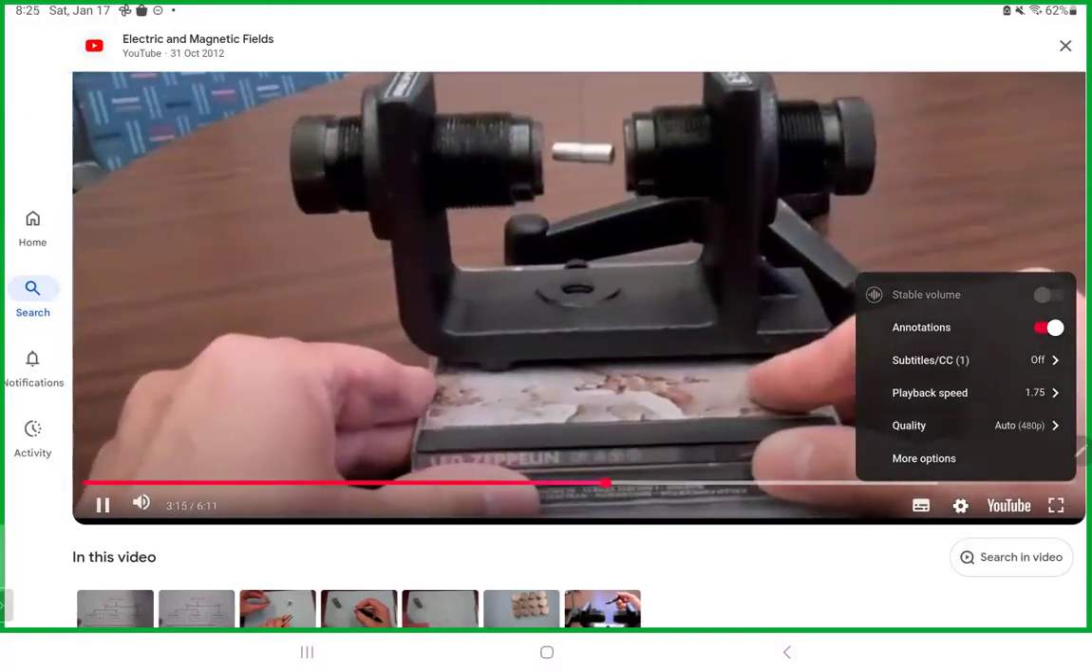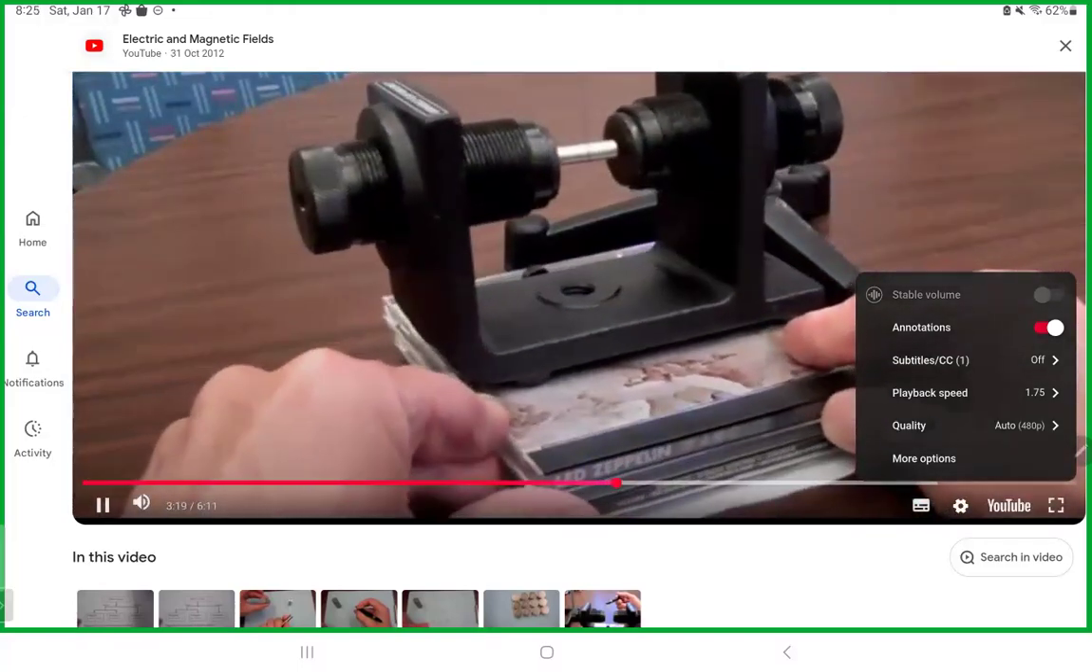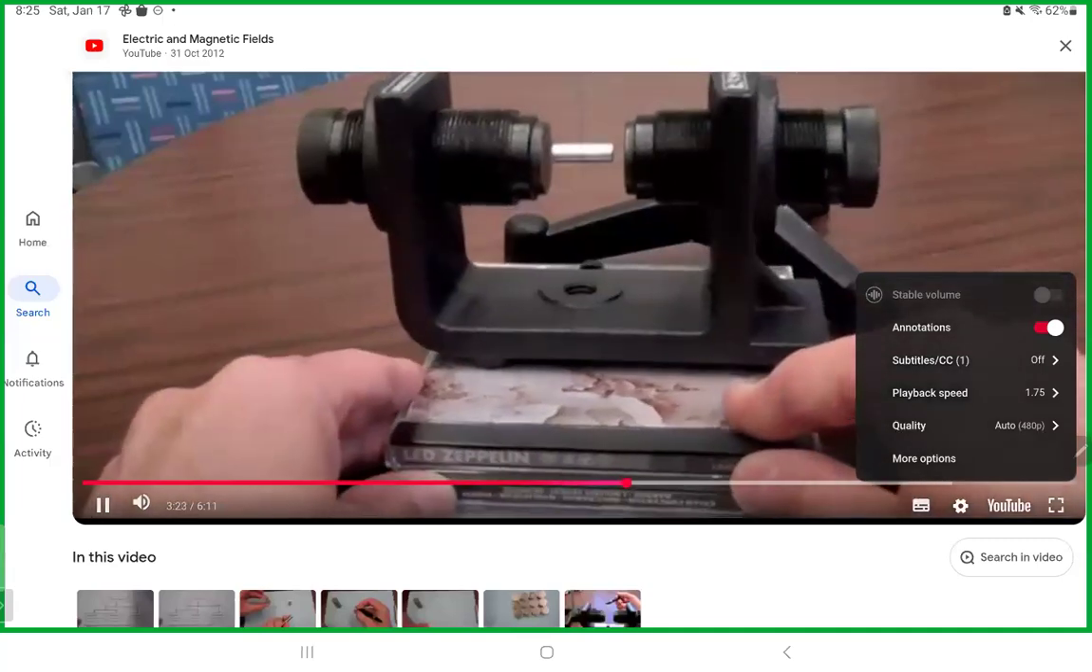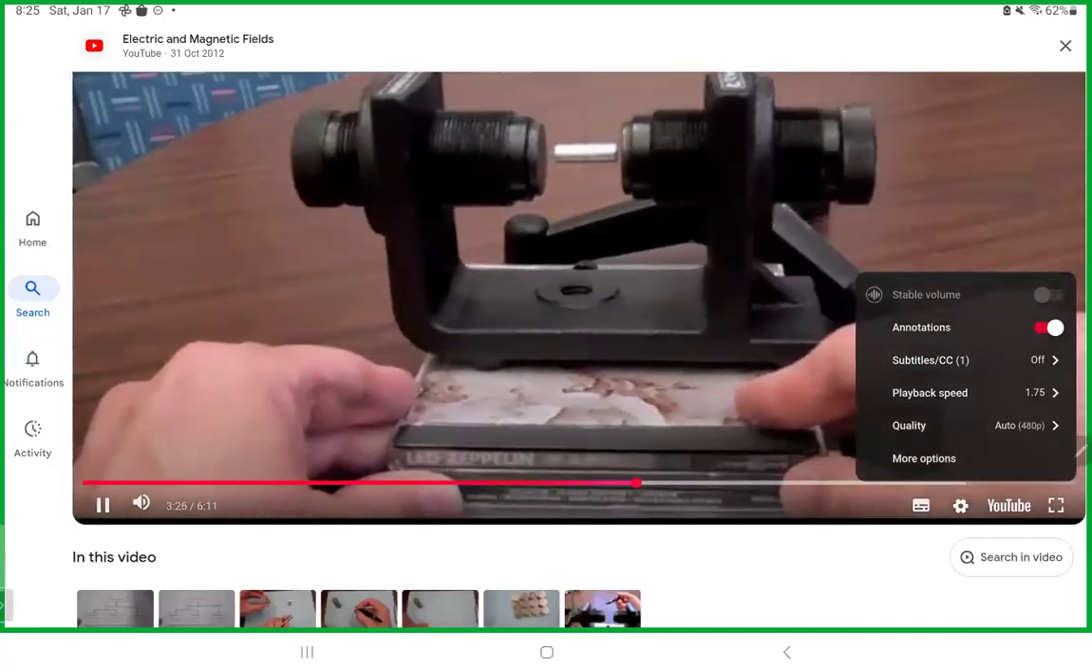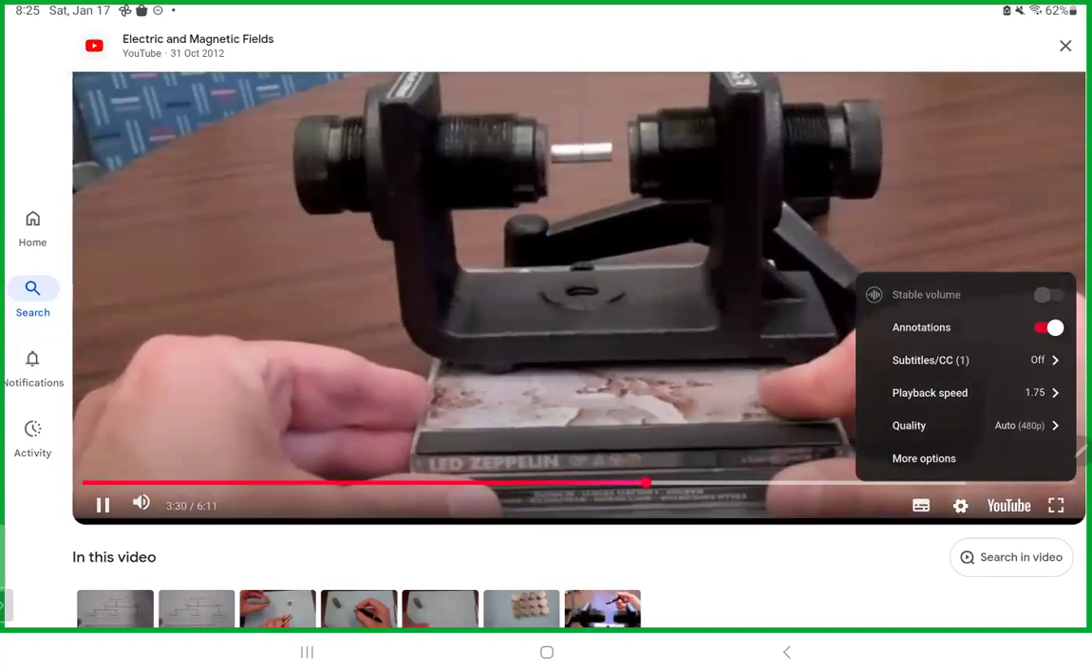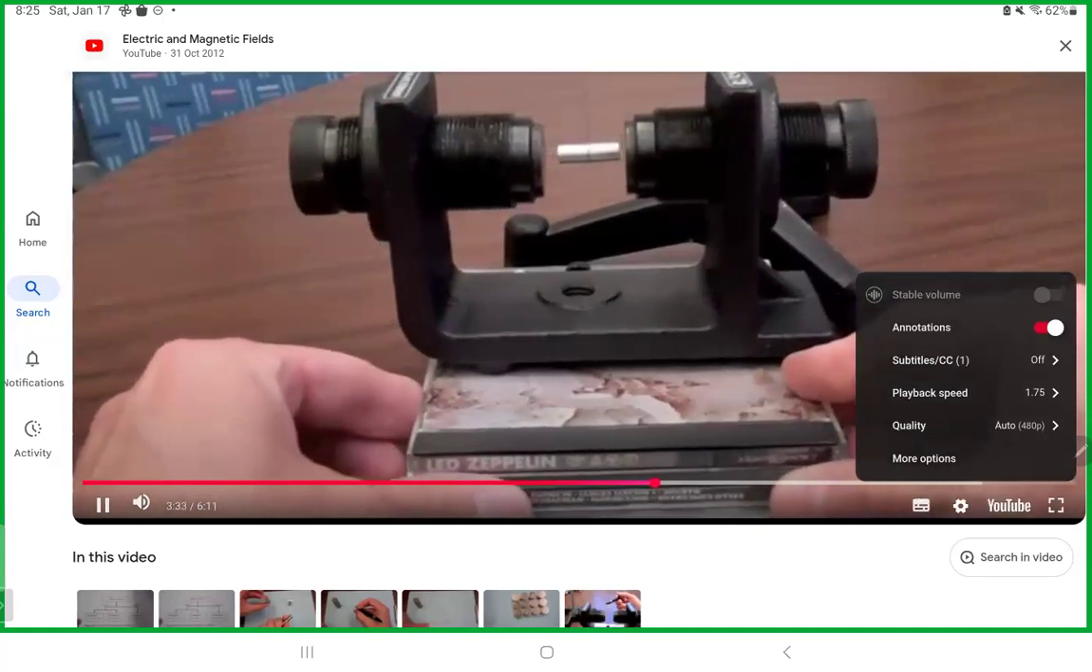And if I now rotate the magnet, you can see that the aluminum rod will rotate and stay parallel to those magnetic field lines. Also, you can see that the aluminum rod is attracted to one pole or the other depending on how I position the magnet.